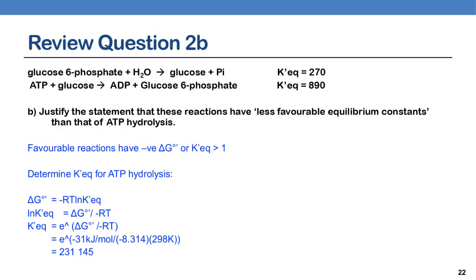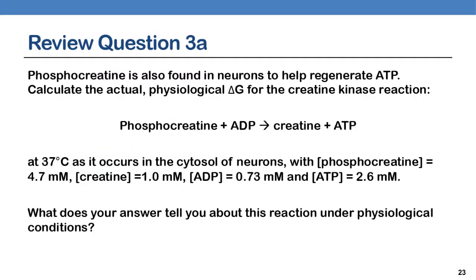Alrighty. All right, that was one of our high energy molecules. What about our other high energy molecule, phosphocreatine? So phosphocreatine is also found in neurons to help generate ATP. Calculate the actual physiological delta G for creatine kinase. So it's giving you your temperature, your substrate concentration, and asking you to find that Gibbs free energy.